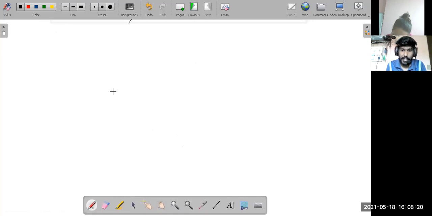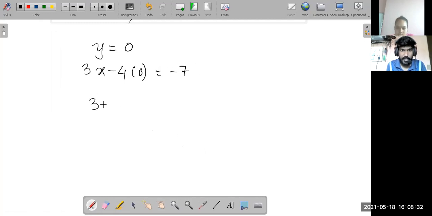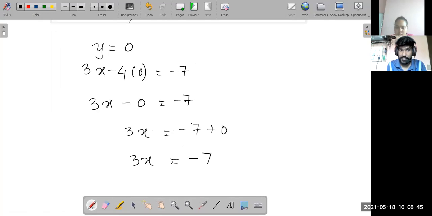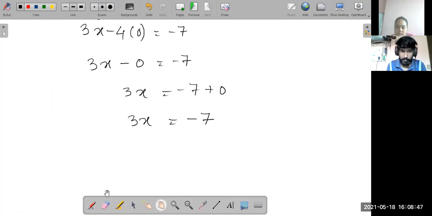Okay. And then after that, when you substituted in the same equation y is equal to 0, you got 3x minus 4 into 0 is equal to minus 7. Then this gave you 3x minus 0 is equal to minus 7. And then you took 0 on the other side. So it just became minus 7 plus 0. So 3x is equal to minus 7. Then after this step, you have written x is equal to minus 7 upon minus 3. That minus 3 won't come.